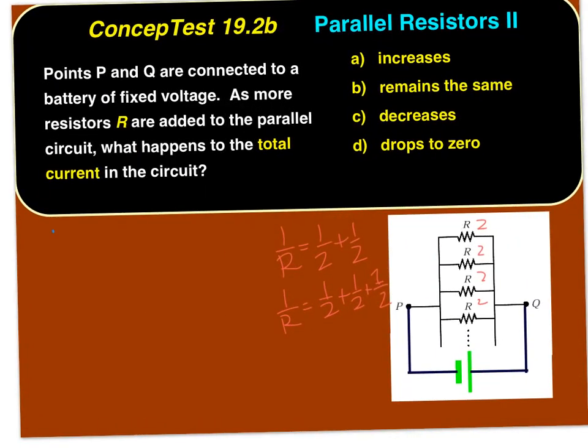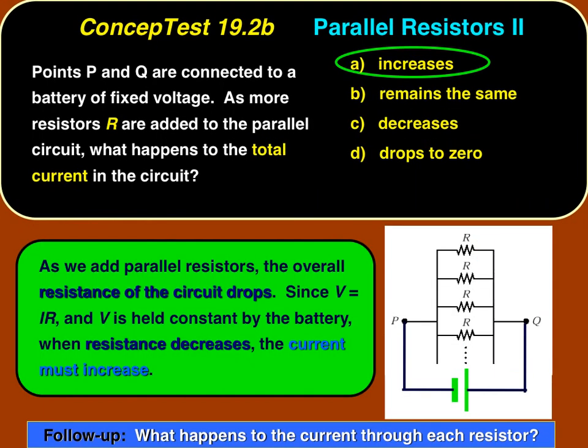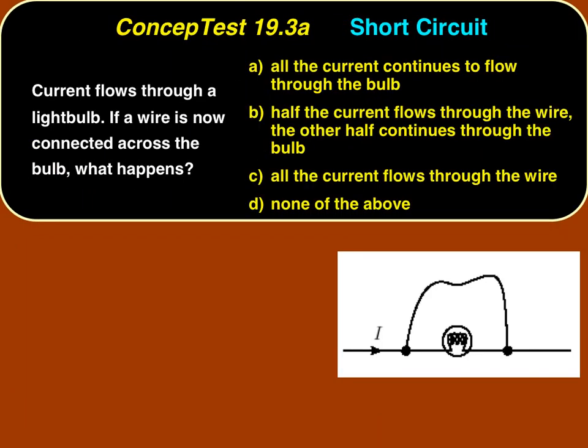Okay, so total current, if we have the voltage remaining constant, and what's happening as we add resistors is the resistance is decreasing. So if this is constant and this is decreasing, then this has to increase. The less resistance there is, the more current there will be. So what happens to the total current? We expect it to say this for our answer. Okay, very nice, very nice.